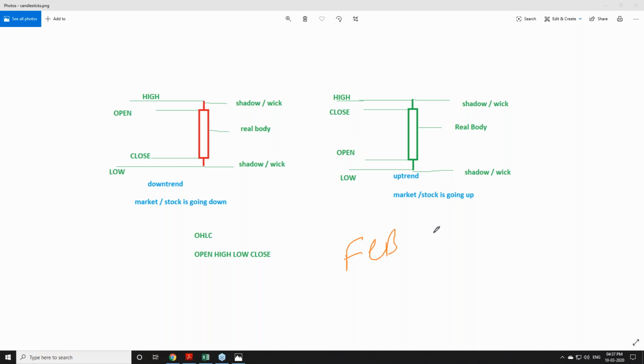Let's understand that it started with day one, that is the 1st of February. The price was 70 rupees, and the price slowly increased. On the 15th of February, it was 75 rupees. And again it started coming down. On the 20th of February, the price was 65 rupees. And on the 28th of February, the price was again 70 rupees.